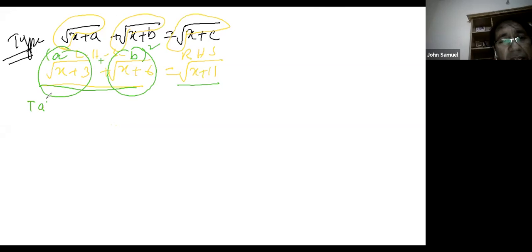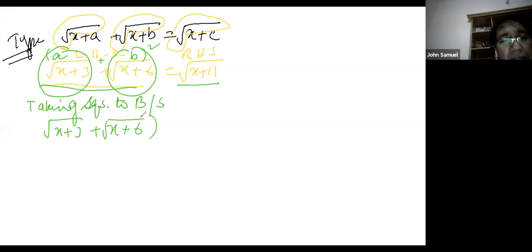What we will write here, taking squares to both sides. So x plus 3 under radical sign, x plus 6 under radical sign, and the whole square is there. Similarly, x plus 11, the whole square is on this side. So you know that, my dear student, this is our first term, and this is the second term, and we'll apply the formula.